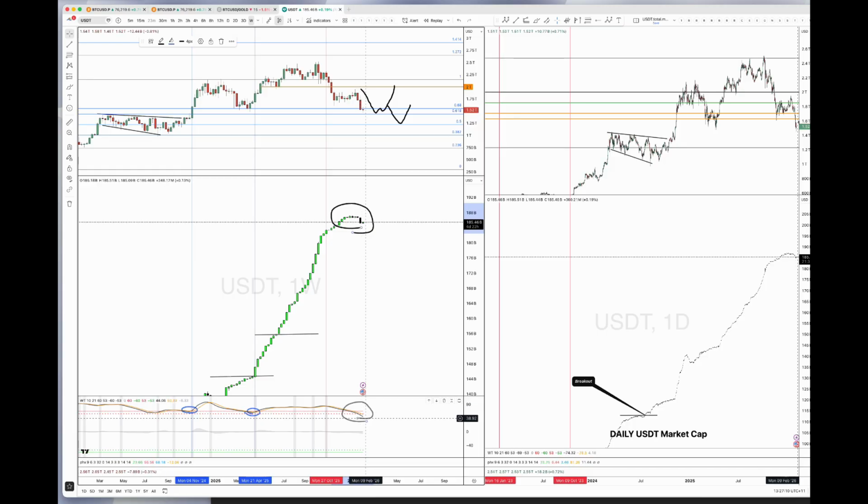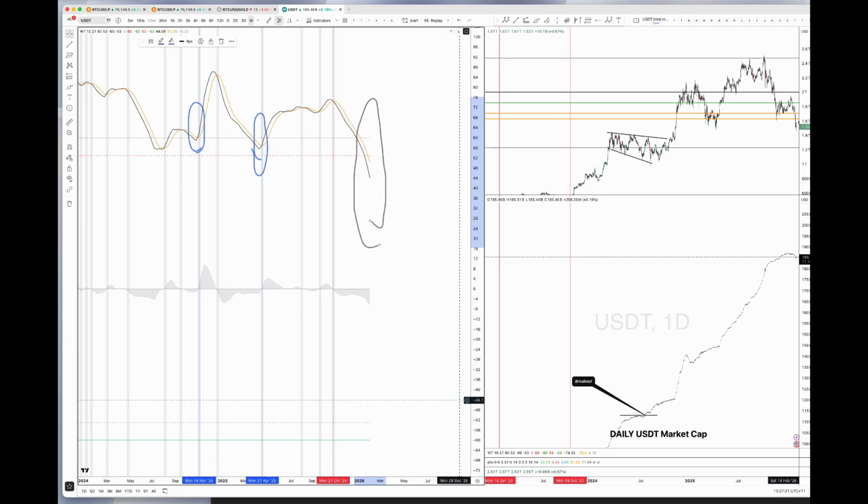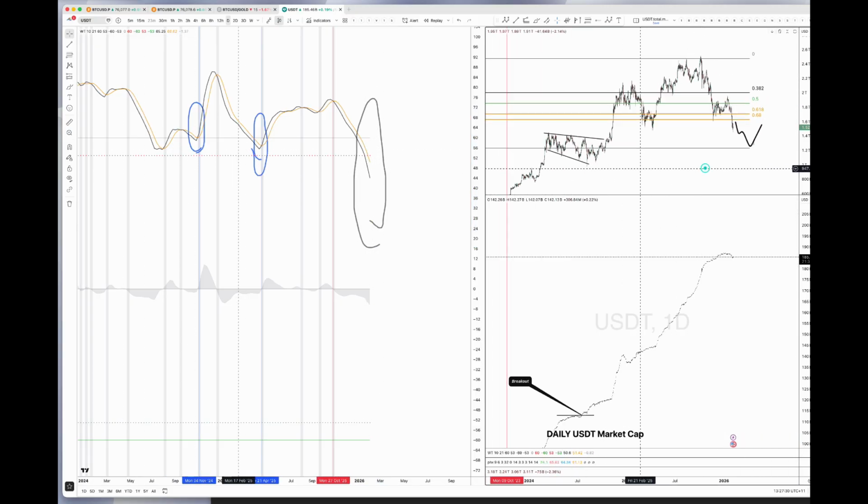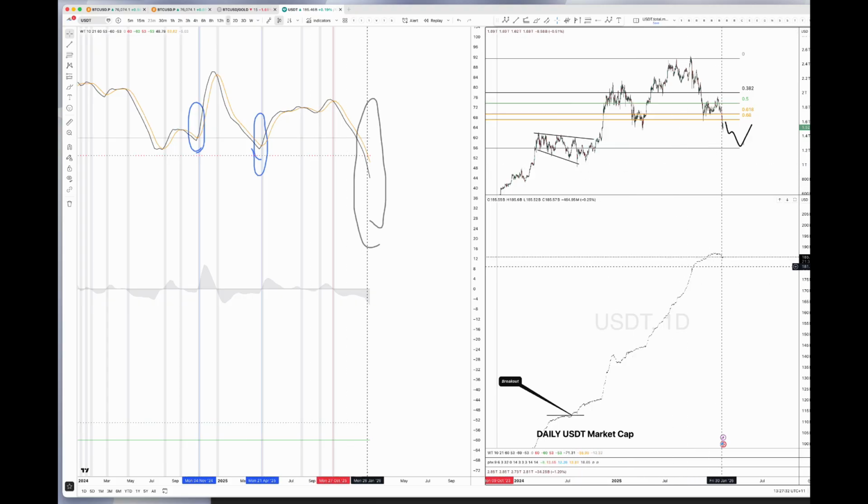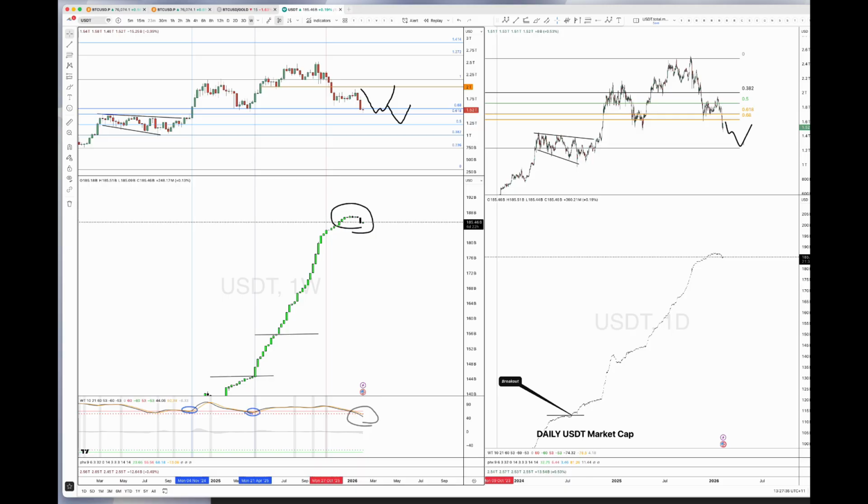We want to see this crossover for confirmation. Once this crosses over, this is the weekly chart. If this signal crosses over, at the moment it's just pointing down. If it crosses over, we might see some bullish moves on Bitcoin, the Tether. Okay, so it's not the best when it comes to Tether. And let's look at Tether dominance.